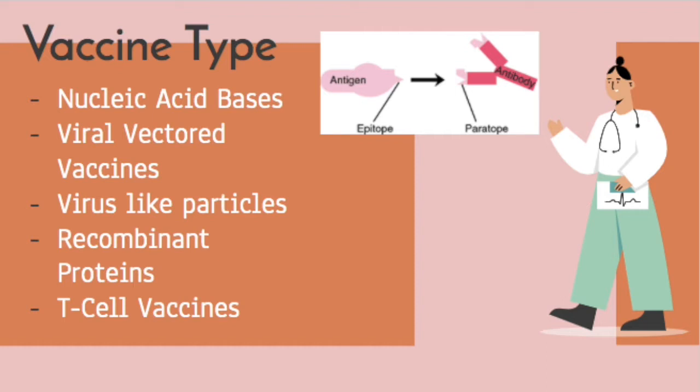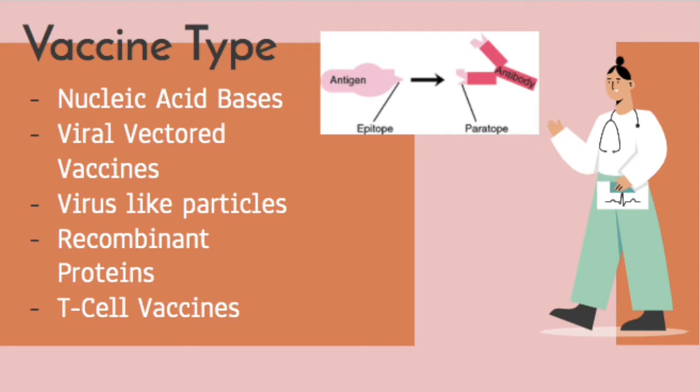Another type of vaccine is a viral vectored vaccine. This is a vaccine that uses live viruses to carry DNA into human cells. The DNA of the virus is carried into human cells, which then allows the body to produce antibodies against that virus, in case the body were to ever encounter it later on, it would know how to fight it.